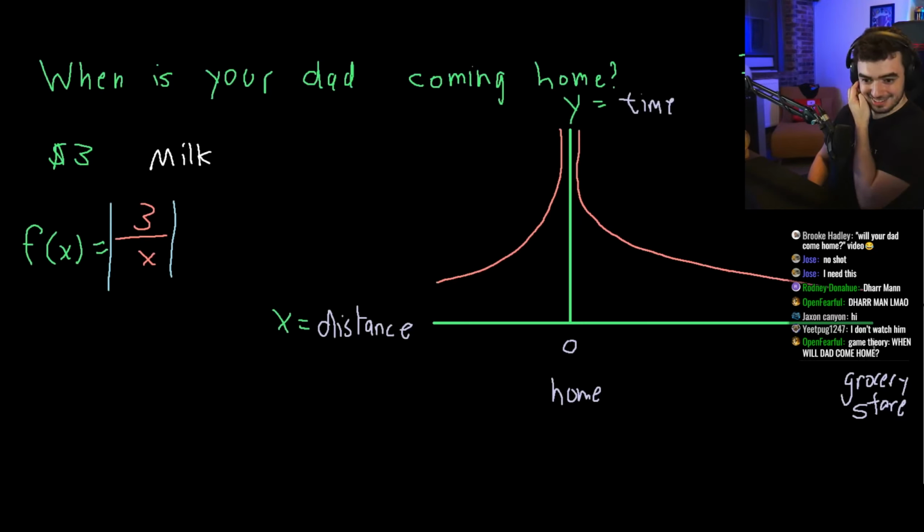In order to find out when your dad arrives home, we must take the limit as x goes to 0 of the function f of x.